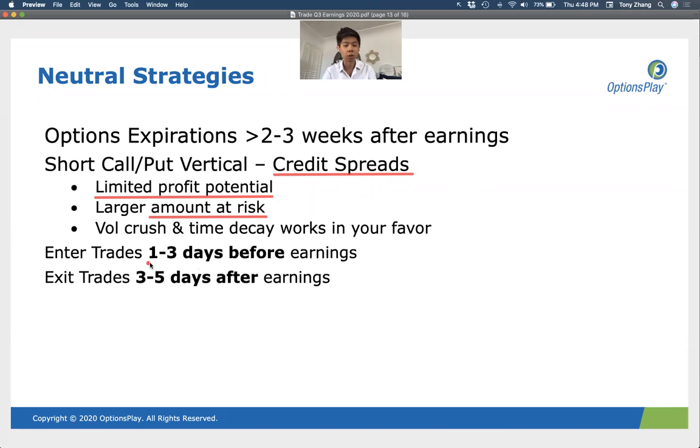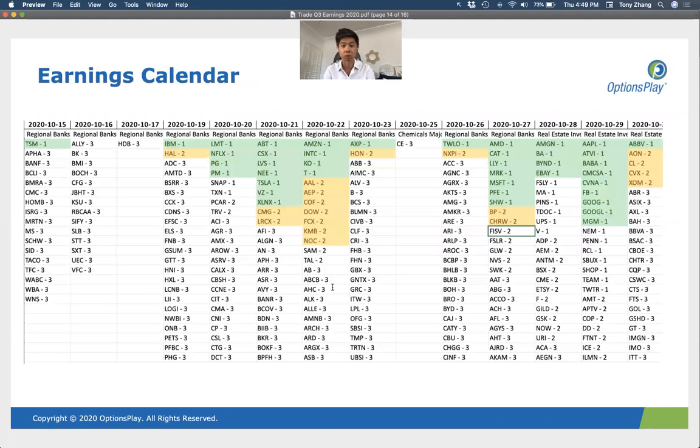But same thing, you generally want to exit about 1 to 3 days before earnings, and you generally want to be out about 3 to 5 days after earnings. Unless you're trying to capture more of that time decay, you can hold on to it for a little longer. But again, generally speaking, we tend to find that you will exit these relatively quickly, especially after the stock makes a move in the direction that you might expect it to.